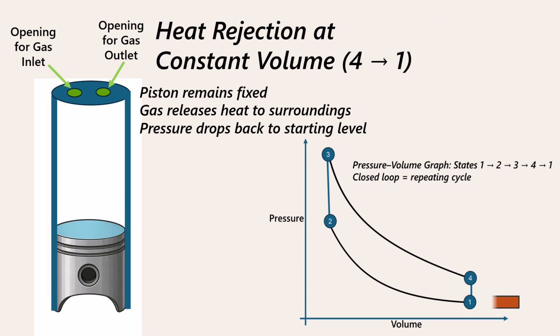In the final step, from state 4 back to state 1, heat is removed from the system at constant volume. The piston remains stationary while the gas pressure drops. This resets the cycle, allowing it to repeat.